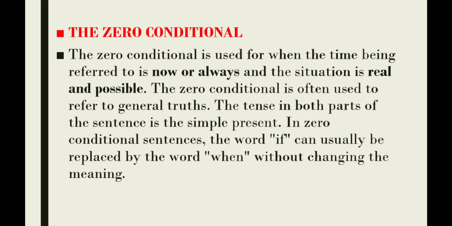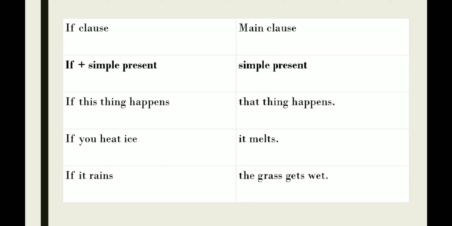First, let's speak about zero conditional. Zero conditional is used to describe things that are generally true. The tense in both parts of the sentence is the simple present tense. For example, if you heat ice, it melts. Yes, it's true. If you heat ice, it melts. You can see here, in the if clause, simple present tense, and also in the main clause, simple present tense.